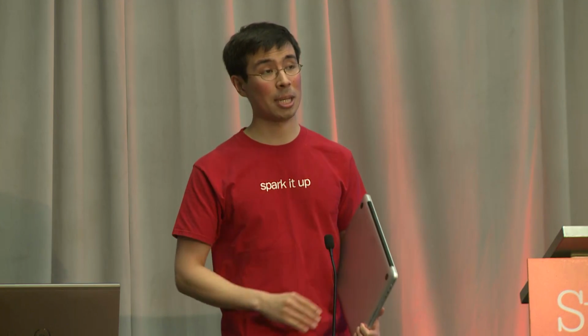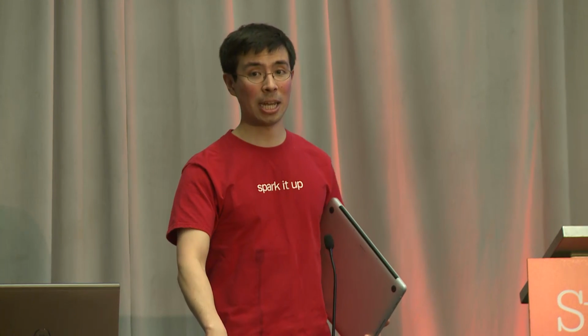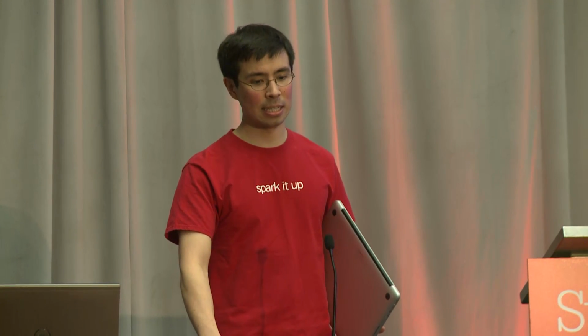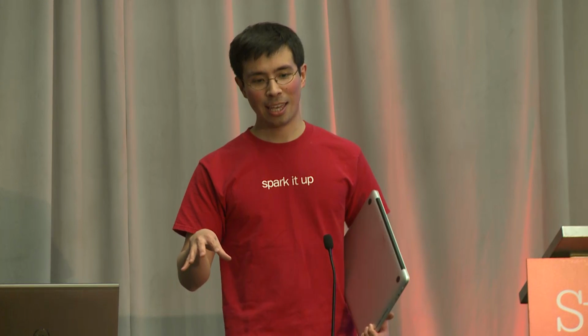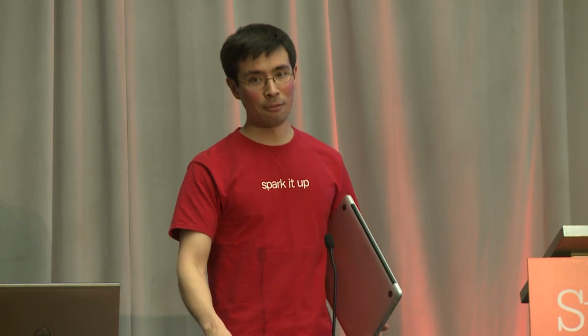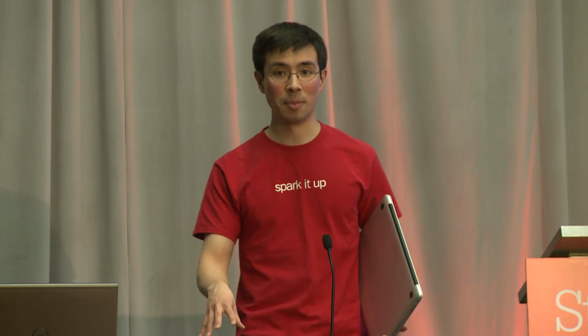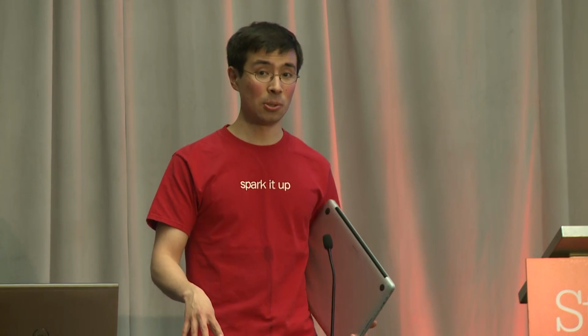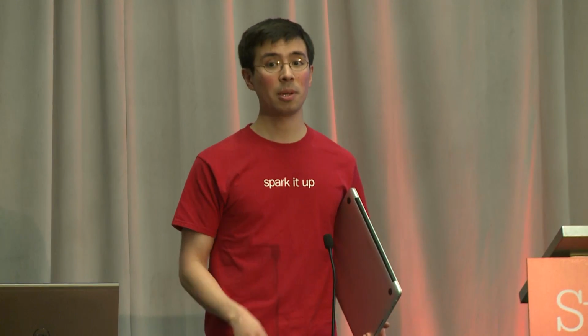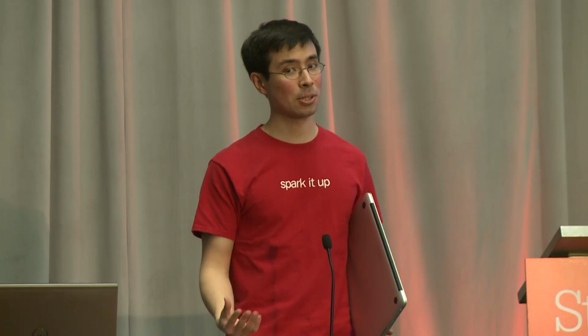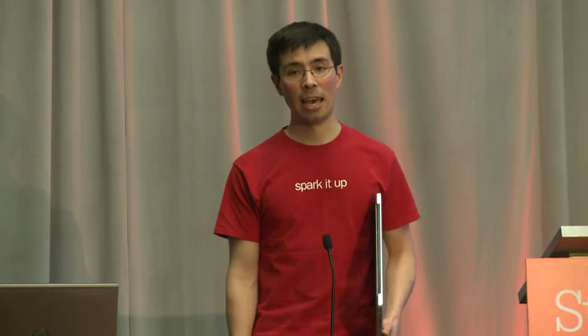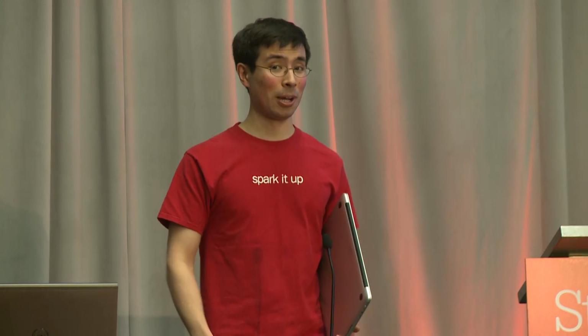Catalyst and Tungsten are basically, the first is an optimizer, and the second is a set of improvements to the underlying implementation of data frames to do things like working off heap, trying to get a bit closer to bare metal speeds. And there is info online, but it's a very long discussion.